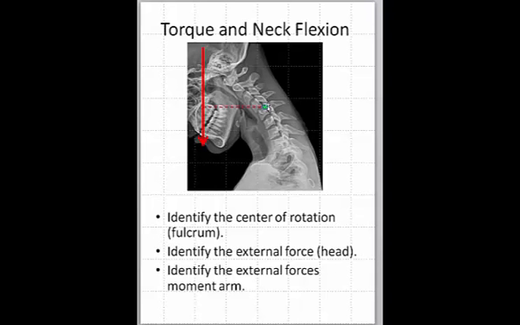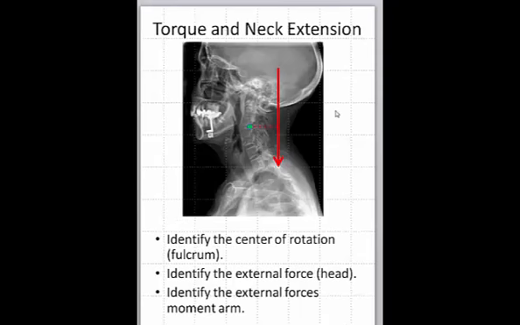We're going to take C3, C4 as the fulcrum, right? You always want the fulcrum. The center of mass of the head, I'm choosing it to be right here, acts down with gravity, pulling that cervical spine into flexion. The perpendicular distance from that force to the center of rotation, or the fulcrum, is the moment arm. So just take note of the length of this moment arm. And then let's compare it to neck extension.